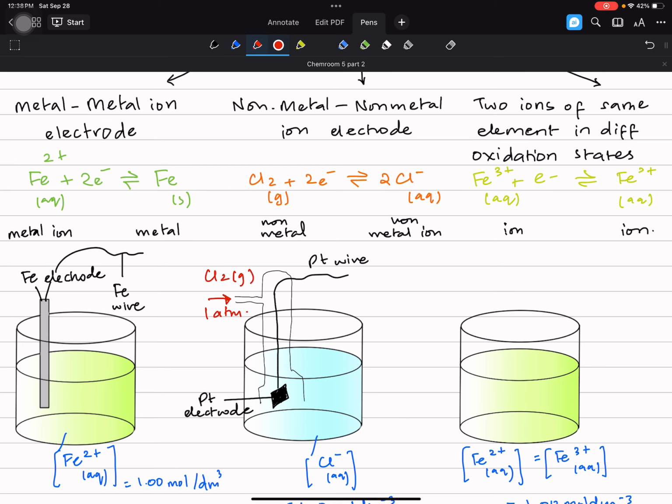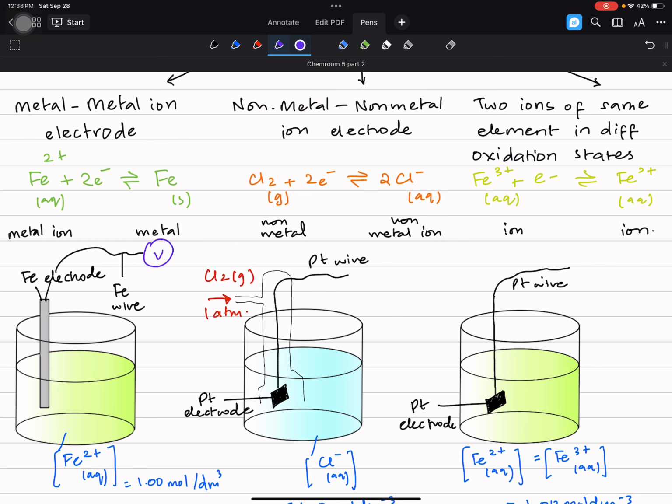In the last category, you can see that iron 3 ions and iron 2 ions are both ions, they are not metal. So again, I will go for platinum electrode. If you cannot make the electrode of the metal, then you go for platinum electrode, which is your last resort. Even the wire then should be labeled as platinum wire.